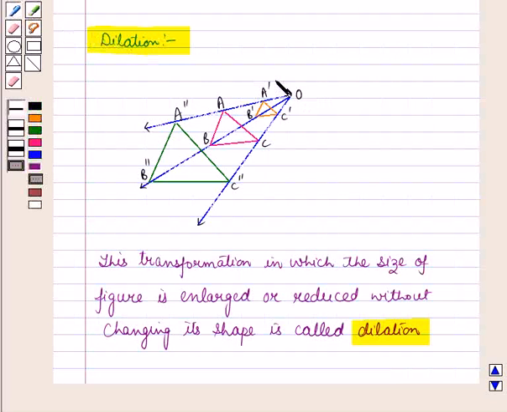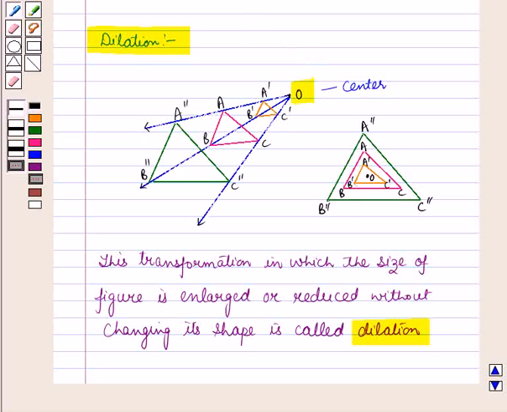The center is that point which is fixed, and all points move from the fixed point at equal distances. Here, the center is the point O. When you see from the front, you can see that the center of all these triangles is the point O. From here you can also see that the triangle ABC is contracted to form the triangle A dash, B dash, C dash, and the same triangle is enlarged to form a triangle A double dash, B double dash, C double dash about the point O, that is, about the point O as the center.